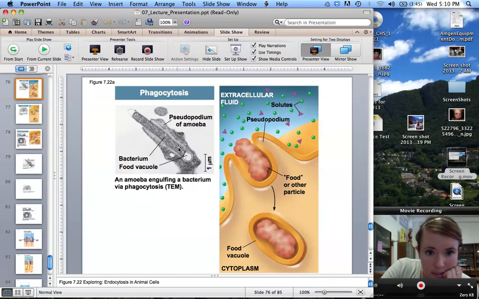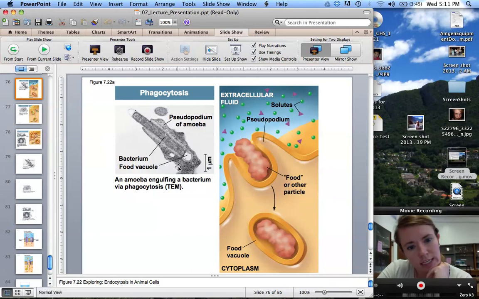This is an amoeba eating a bacteria. So this stuff around the outside is the amoeba, which is a kind of single cellular organism, and it's eating this bacteria, which is that long skinny thing in the middle.